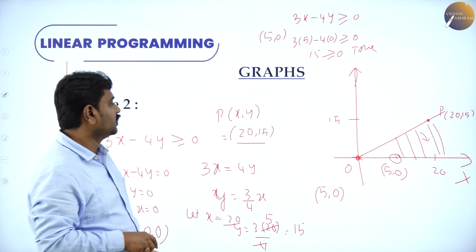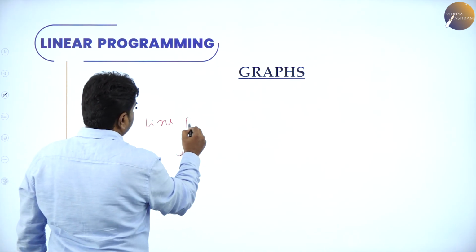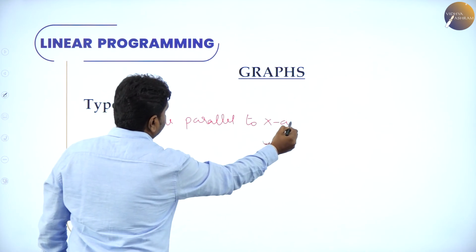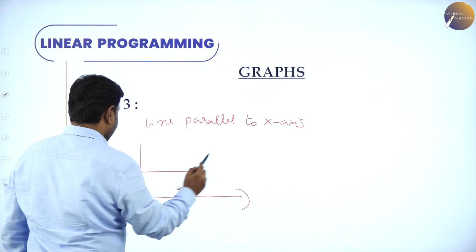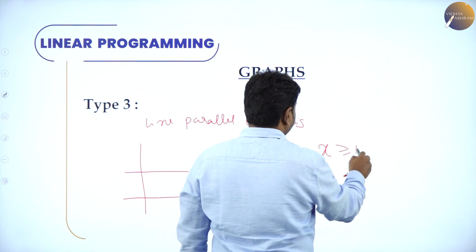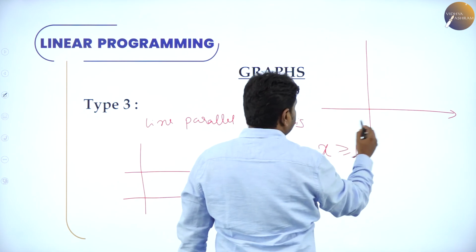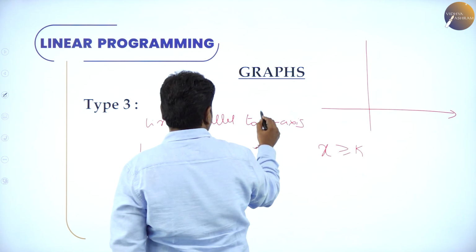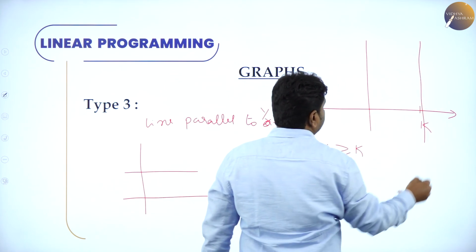That's it. Then type 3, line parallel to the x-axis, means like this. See here, for example, if they give x greater than or equal to k, go to the graph and on the x-axis, at k, draw a line parallel to the y-axis. That's it.